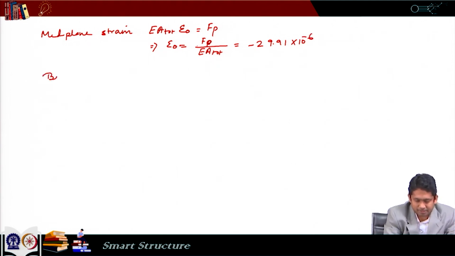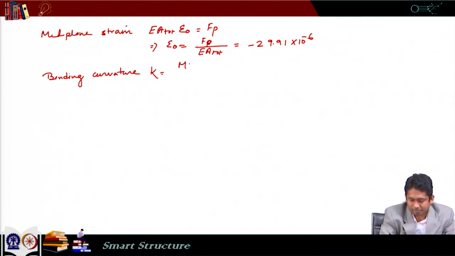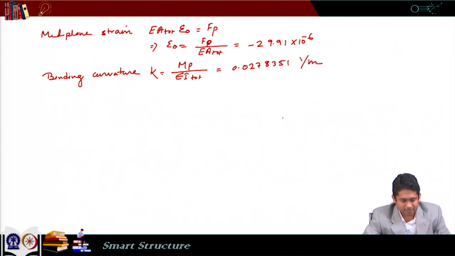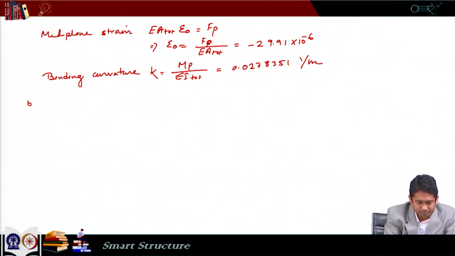Similarly, we can separately find out bending curvature, and for that we can solve the equation EI total multiplied by kappa is equal to MP, and from there we get EI total, and that gives the expression as this, that gives the value as this. Now, in the next part of the question, we are supposed to find out the displacement and slopes.